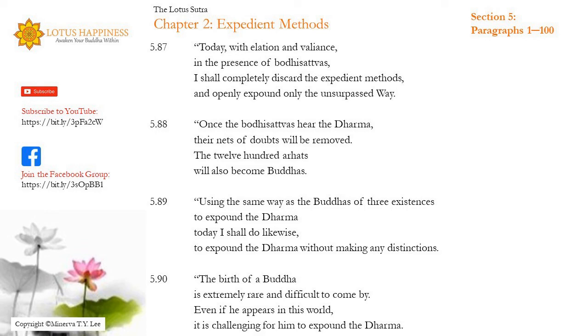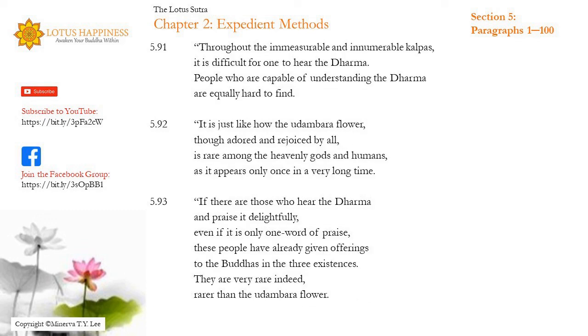The birth of a Buddha is extremely rare and difficult to come by. Even if he appears in this world, it is challenging for him to expound the Dharma. Throughout the immeasurable and innumerable kalpas, it is difficult for one to hear the Dharma. People who are capable of understanding the Dharma are equally hard to find. It is just like how the Udambara flower, though adored and rejoiced by all, is rare among the heavenly gods and humans, as it appears only once in a very long time.